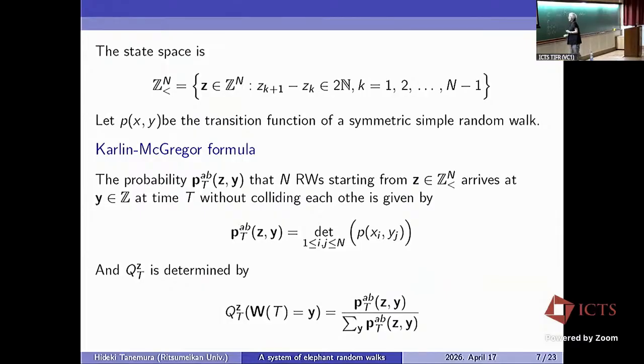But it is a very important result, and many papers refer to this result. There are many things concerning this one. And yes, please.